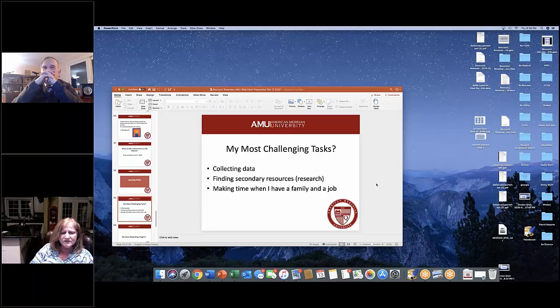And finding secondary resources for the research, like we mentioned earlier, and of course having to juggle family, job, and other extracurricular things that are going on in my life.